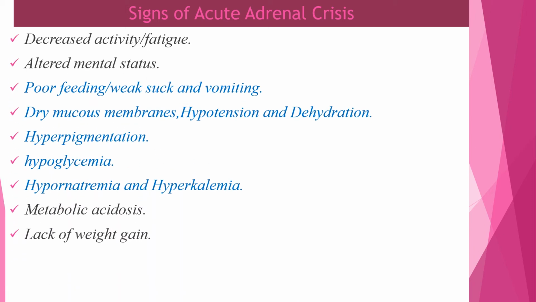We see some signs of acute adrenal crisis: decreased activity, altered mental status, poor feeding, vomiting, dry tongue and buccal mucosa, hypotension, dehydration, hyperpigmentation, hypoglycemia, electrolyte disturbance such as hyponatremia and hyperkalemia, metabolic acidosis, and lack of weight gain.